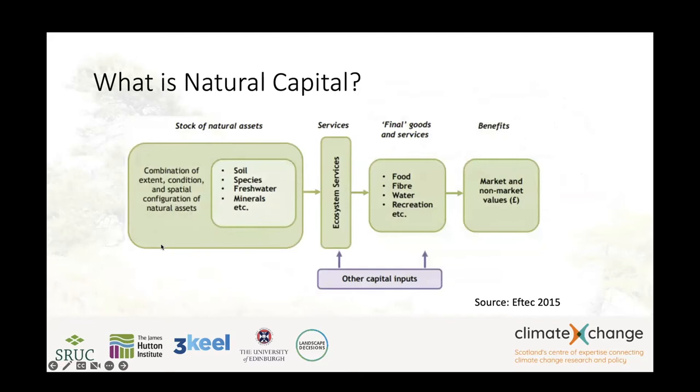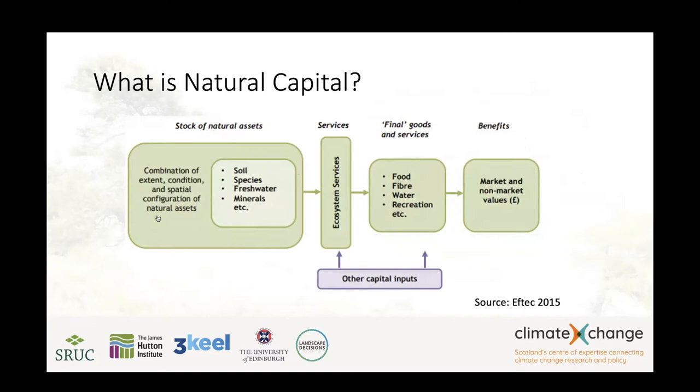Great. So starting with the obvious, what is natural capital and the natural capital approach? You'll see lots and lots of different figures and diagrams out there. Some I find useful, some I find not very useful. And I found this one quite a useful figure because it breaks things up in a way that a lot of the tools and methods break things up.